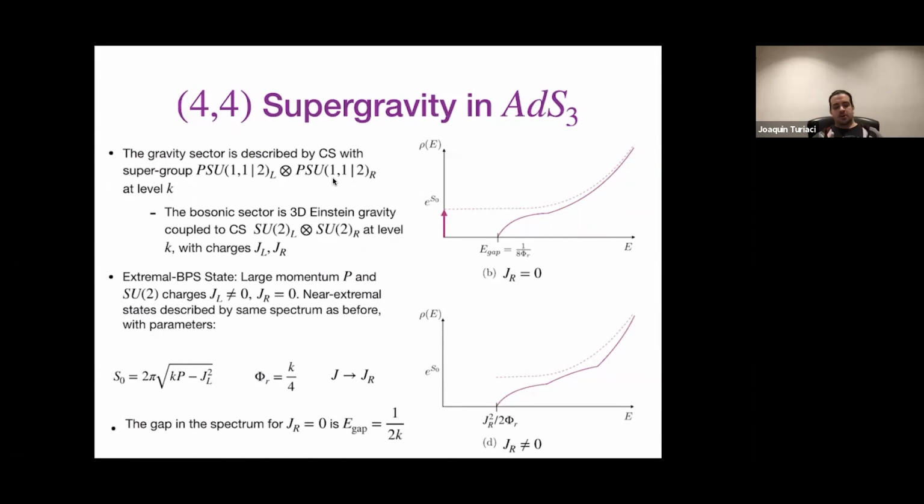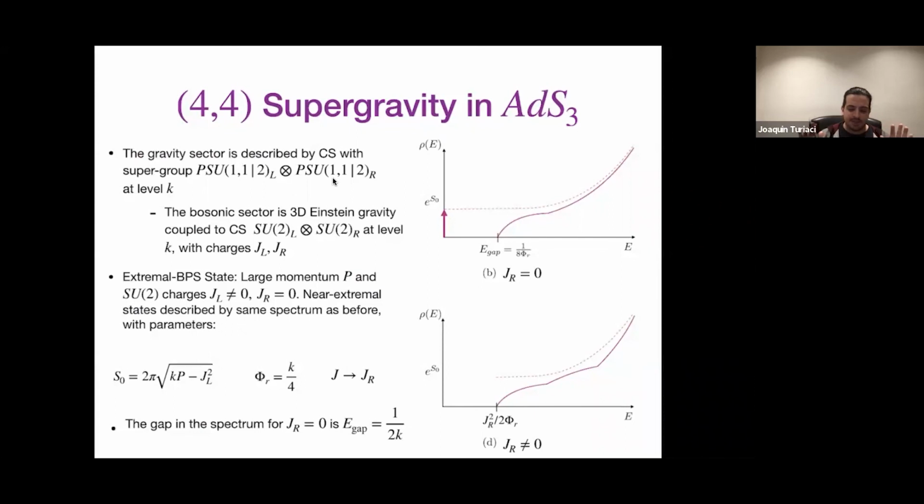We can look at the black hole that rotates with some J_L non-zero, but J_R equals zero. So you want the rotation to be chiral. Like everything happens in the left movers with all the right movers turned off, then that will be supersymmetric. You can compute S_0 and phi_r. If you remember, phi_r is equal to c over 24.